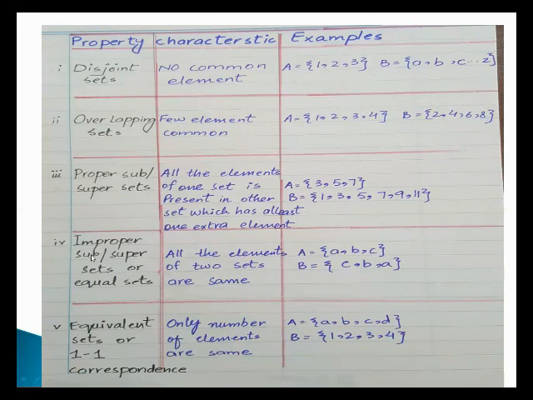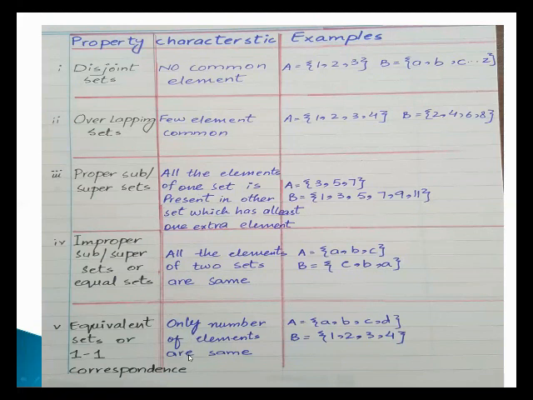Now improper sub and supersets, or equal sets, are when all the elements of two sets are the same. In example, we have A, B, C, and in set B, we have C, B, A. We observe that the elements are the same, but their sequence is not the same. So these are an example of improper sub and superset or equal sets. They are known as improper sets or equal sets.